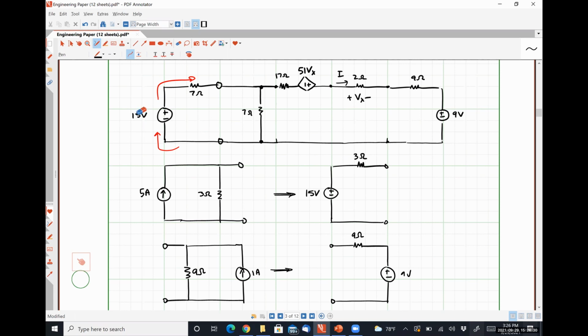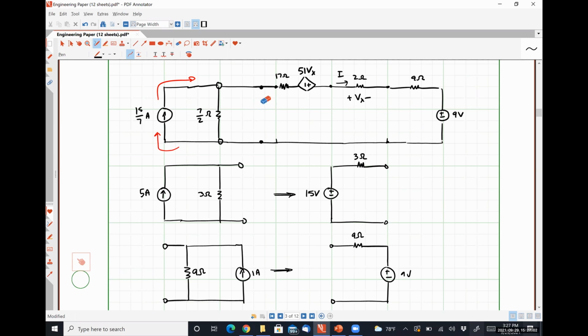So I do my source transformation. I have 15/7 of an amp in parallel with 7 ohms, in parallel with 7 ohms. And now I can combine those 7 ohm resistors to look like 7/2 of an ohm.